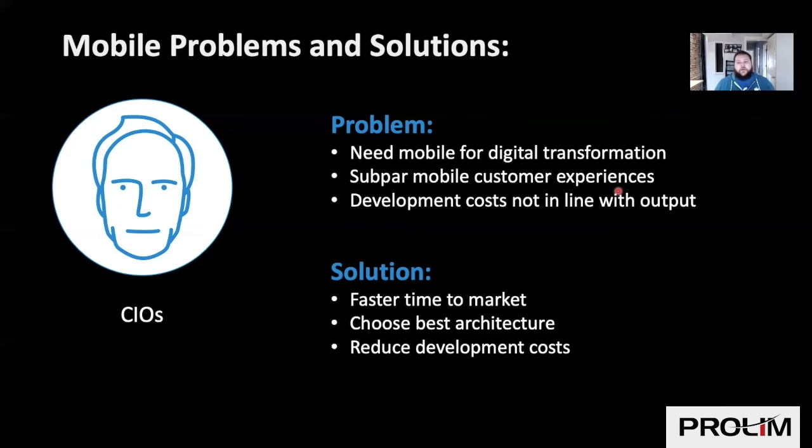And even so, with the subpar mobile experiences that they have, the development costs that they're investing in those subpar experiences are not lining up with the output. So when they look at the profit and loss column of their mobile investments in terms of development, it doesn't look pretty for them, yet they still hear the need for more mobile solutions from the business and from the users. So what is the solution for CIOs?